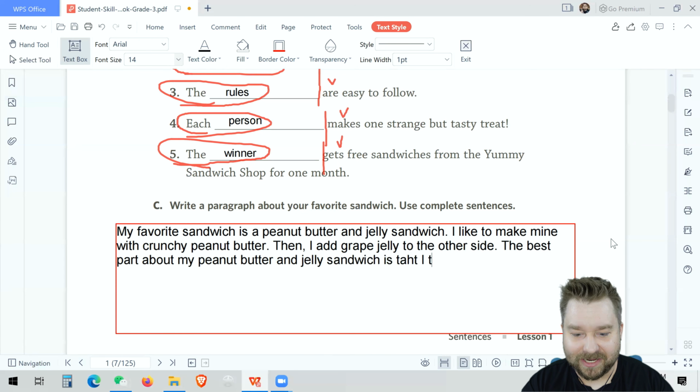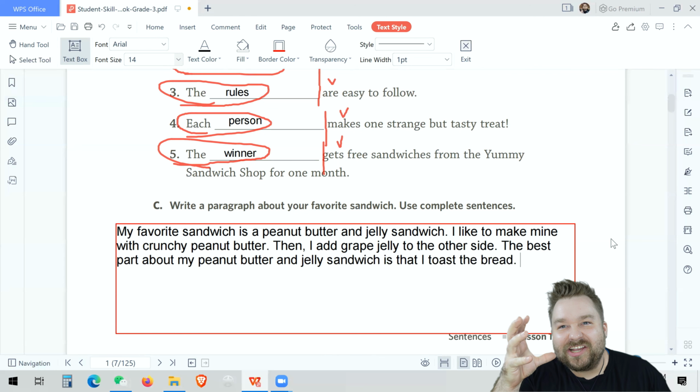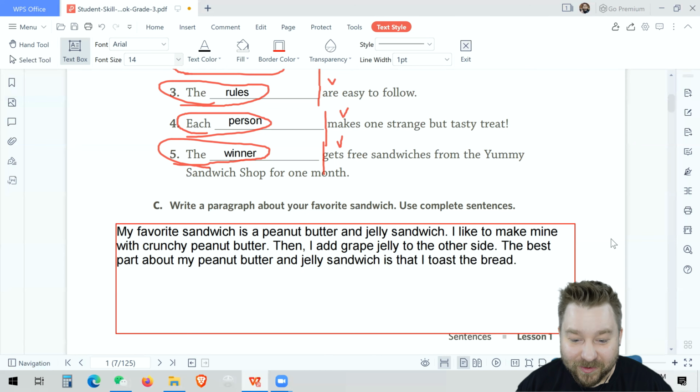Ooh, I gotta spell that right. That I toast the bread. Yeah, I like to put the bread in the toaster first. So it's like kind of crunchy and warm. Yeah, you never thought of that, but now you're gonna try it. It's wonderful. I like to do that with my peanut butter and jelly sandwich.